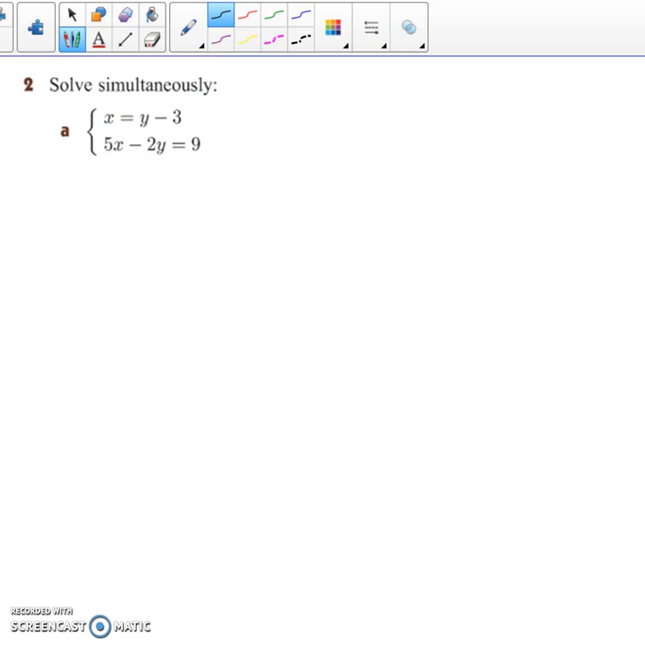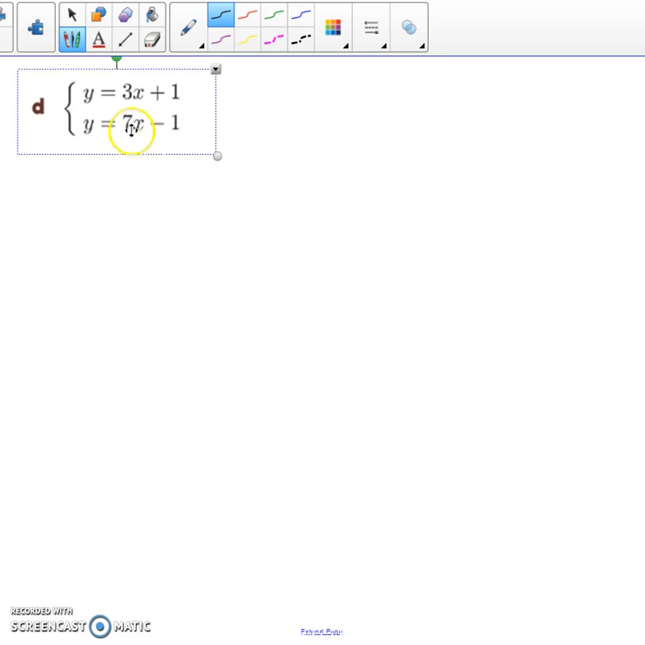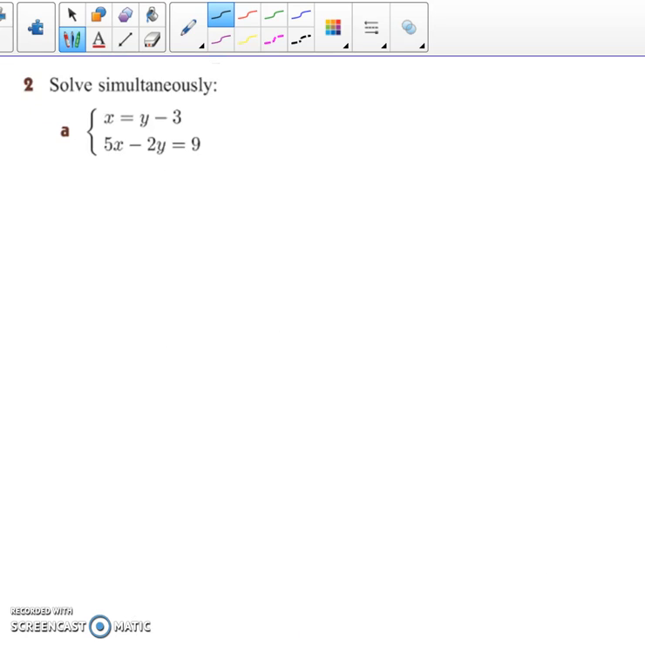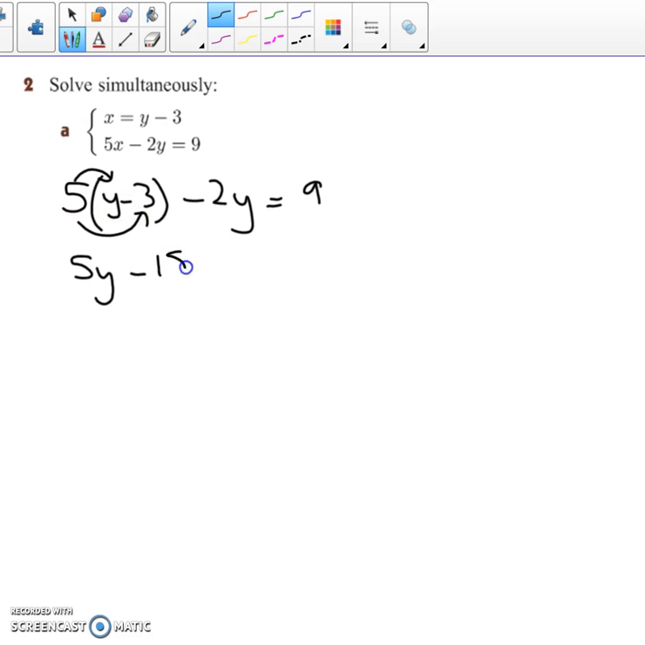Now with this one, as you can see, we've got x is equal to y take 3. It's a little bit different, so we'll look at this one. We've got 5x, but we've been told that x is equal to y take 3. So instead of x, we do y take 3, take your 2y is equal to 9. Same thing, expand your brackets, this one and then this one. 5 times y is 5y. A negative and a positive gives us a negative, 5 times 3 is 15. Take your 2y is equal to 9.